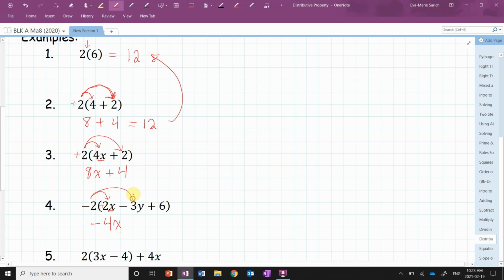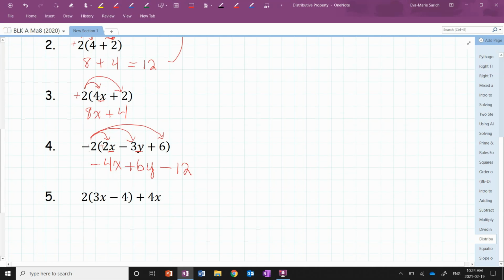Now move on to the second term. A negative times a negative gives us a positive. 2 times 3 is 6, and there's a y there that's multiplied, so we'll just put the y down. Keep going. Multiply the third term. So now a negative times a positive is a negative, and 2 times 6 is 12. So we've expanded and removed the brackets by multiplying. Now again, we can't add x groups to y groups to number groups, so this is our final answer. Okay? Let's move on to a fifth example.